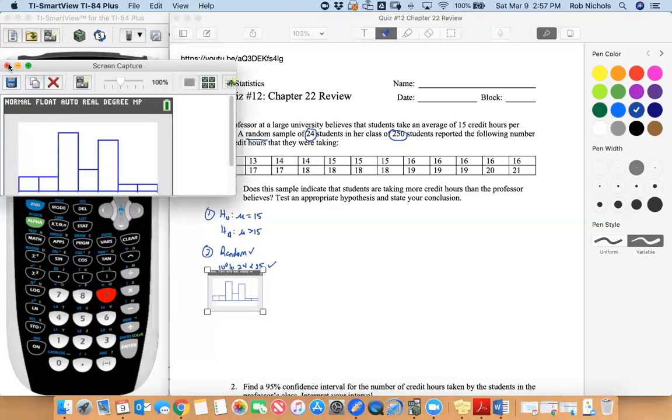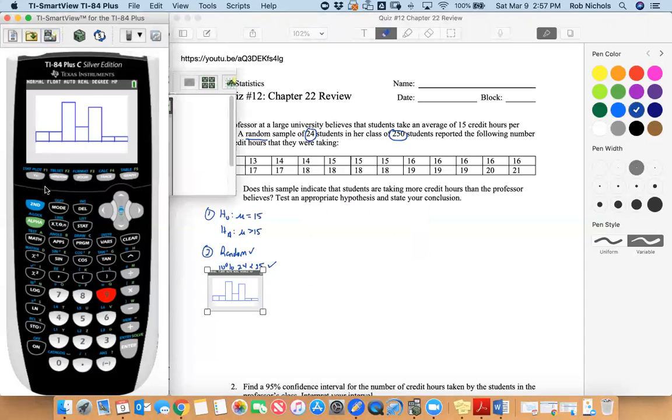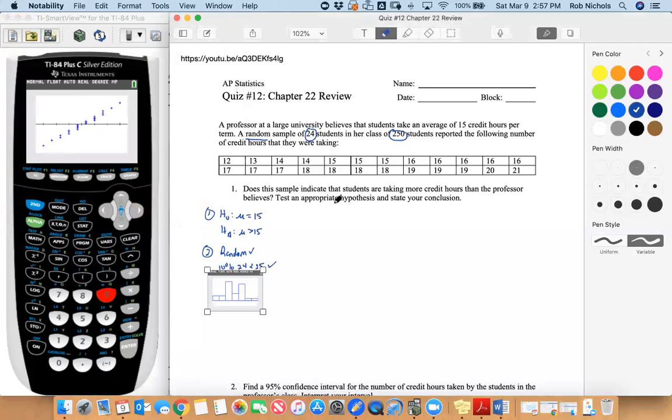Now, I could do my normal probability plot just to check it. Again, I could go to second stat plot, and instead of a histogram, I could pick this last option, the normal probability plot. We want L1, everything looks good, hit zoom number 9, and we're looking for a relatively straight line. Bingo, looks good to me. So all conditions are met.